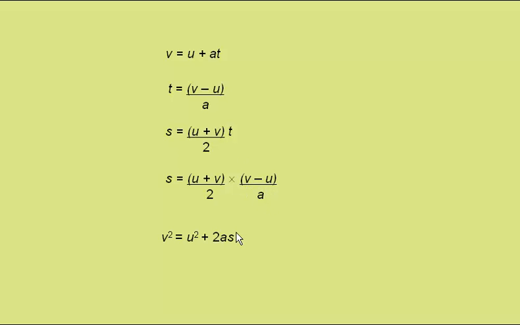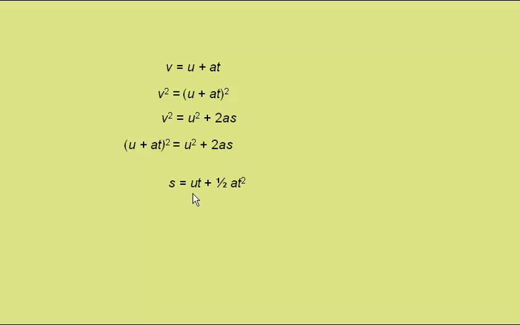Here we have equation 1 again, which I'm going to rearrange for t. And equation 2, now substituting in for this t with this value, we can write that S is equal to U plus V over 2 times the expression from equation 1 of V minus U over A. This gives V squared equals U squared plus 2AS, which is going to be equation 3.